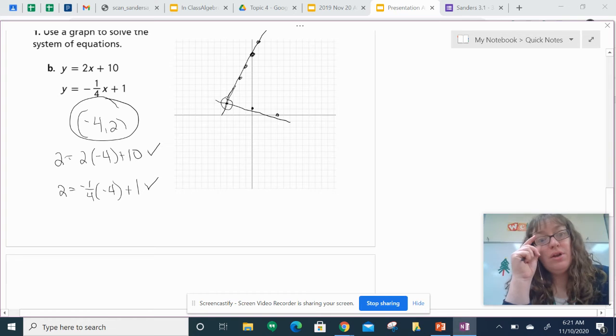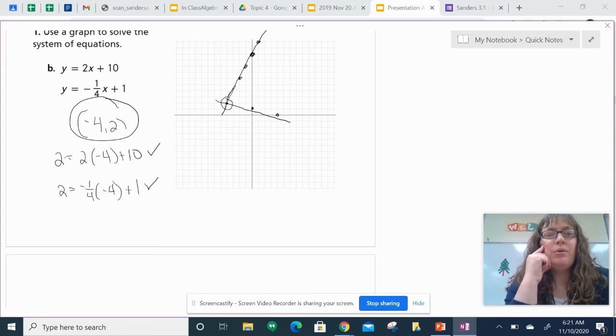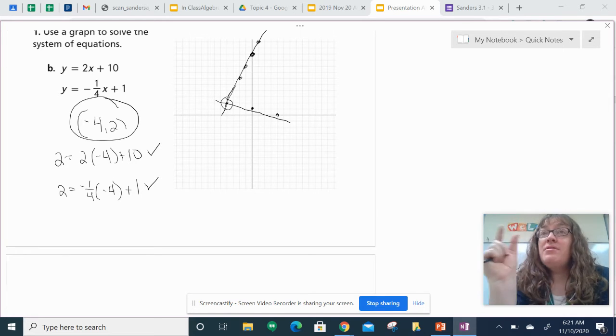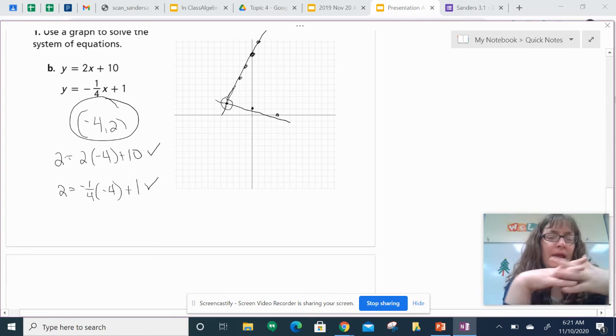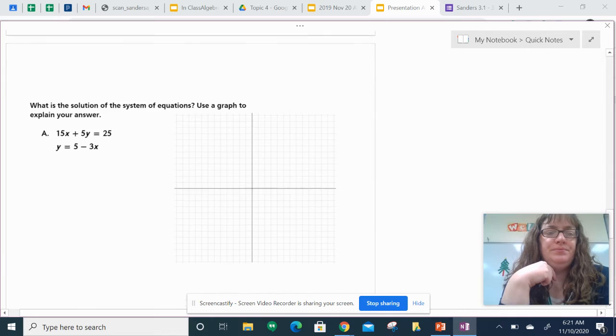So a couple things I've noticed is you have to be very accurate when you're graphing, so be really careful. Use a straight edge if that's helpful to you. Count carefully. In order to find where they actually cross, we're going to have to be really careful and really accurate in our graphing.